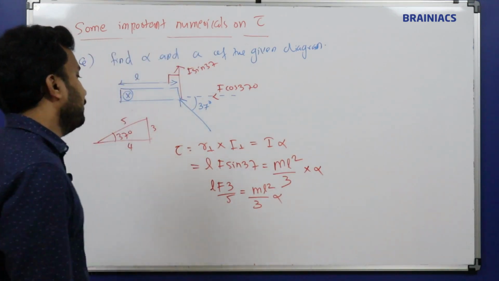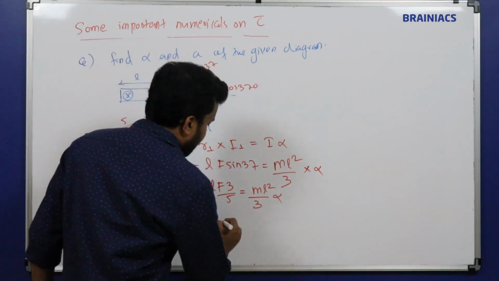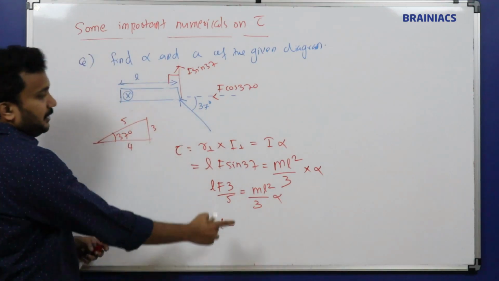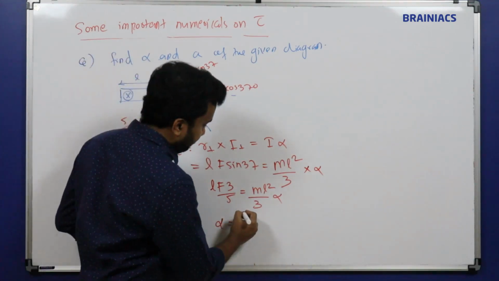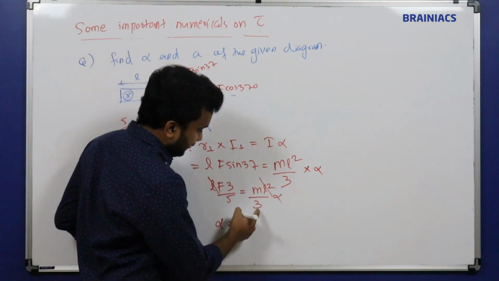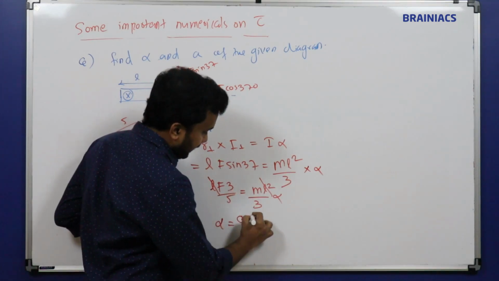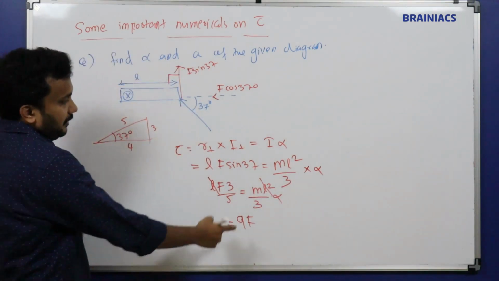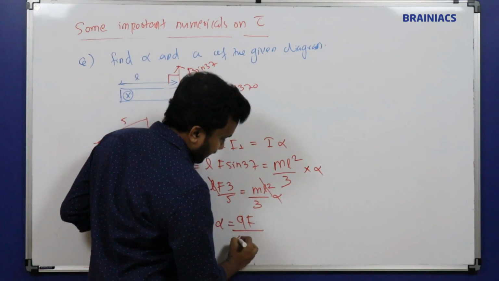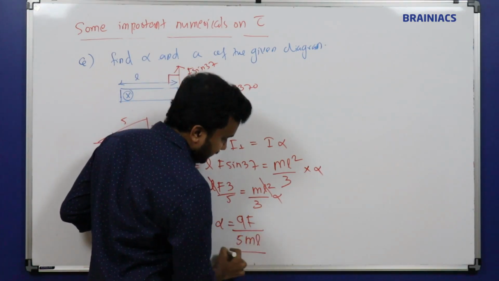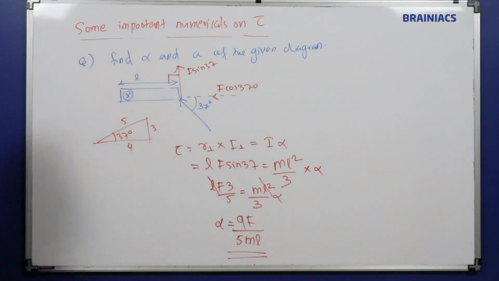So we can find out the value of alpha. So alpha from this equation is what? 3 into 3, 9F. L and L will be cancelled. So 3 into 3, 9F, divided by 5 mL. This is the value of alpha.